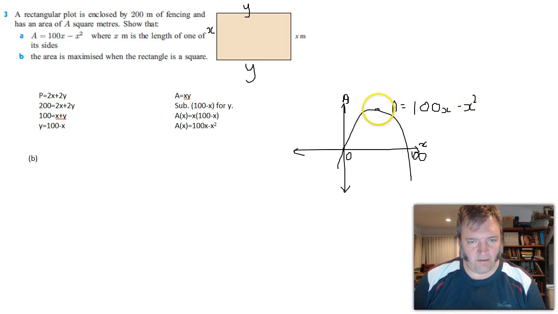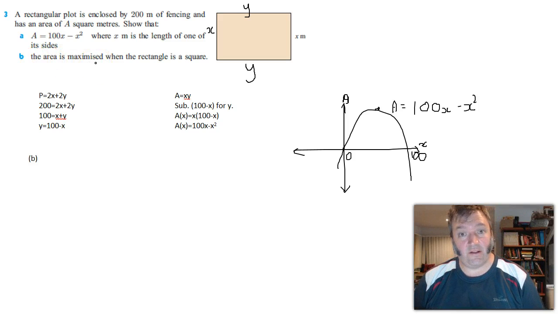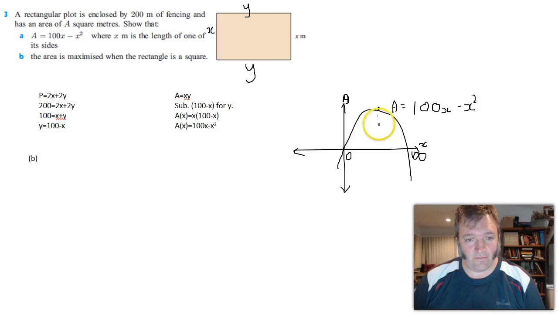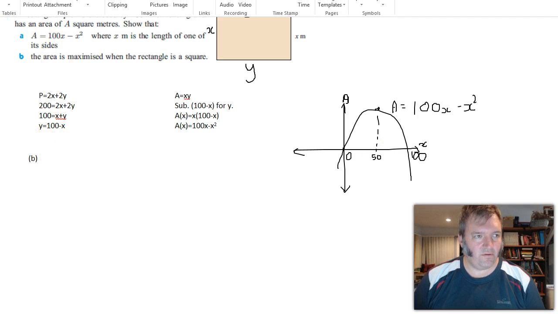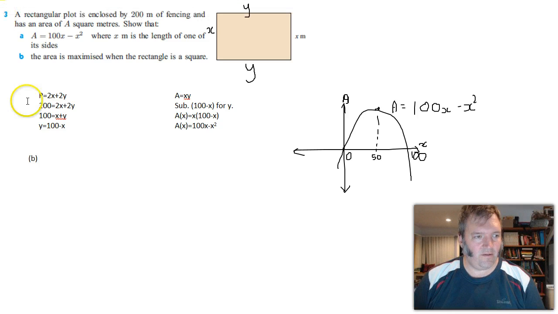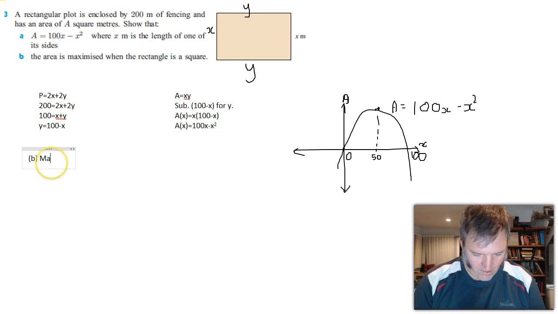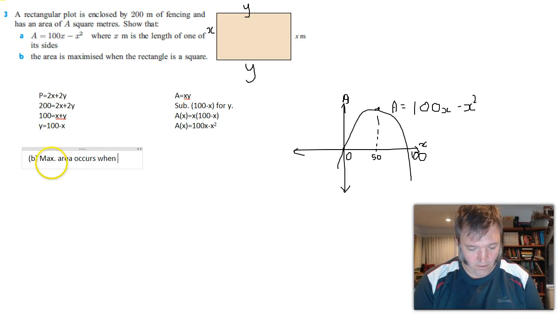So the maximum area is going to be at the turning point, but they're actually asking it to show that when the area is maximised, the rectangle is a square. Well, at that maximum, we know by the property of symmetry that the turning point is going to be halfway between the two intercepts. If one intercept's 100, the other one's 0. Halfway between 100 and 0 is 50. So I could then, use a little sketch, do that, and then say, therefore, max area occurs when x equals 50.